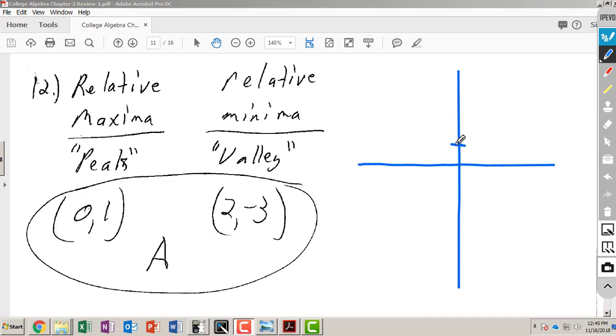So it goes up to here, then to 2 and 3, to -3. And so this is what my graph is going to look like. That's actually on your review.